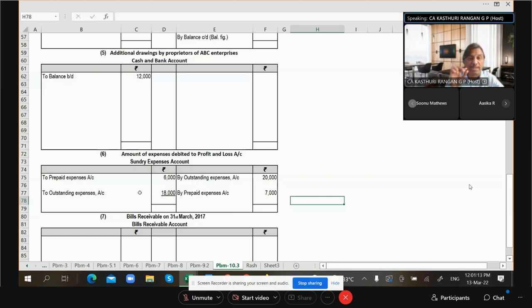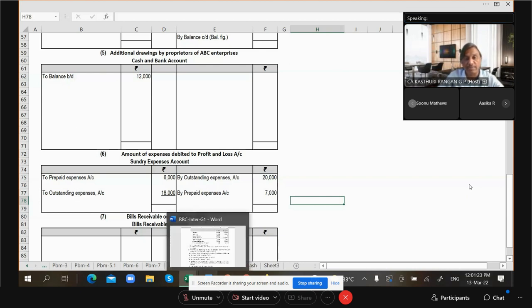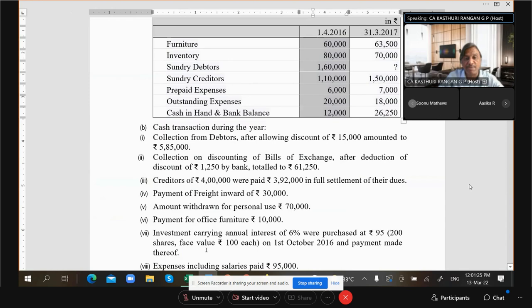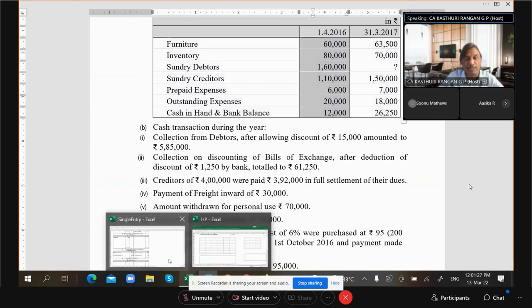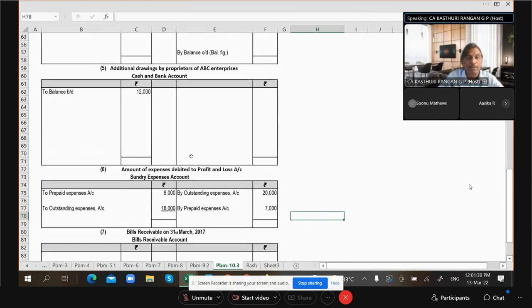Whatever expense paid in this year should be recorded in the sundry expense account. The difference, if any, will be the actual expense to be taken to P&L account. So this is another important point. Then cash in hand and bank closing balances 26,250. Put it in the cash and bank account by balance 26,250.